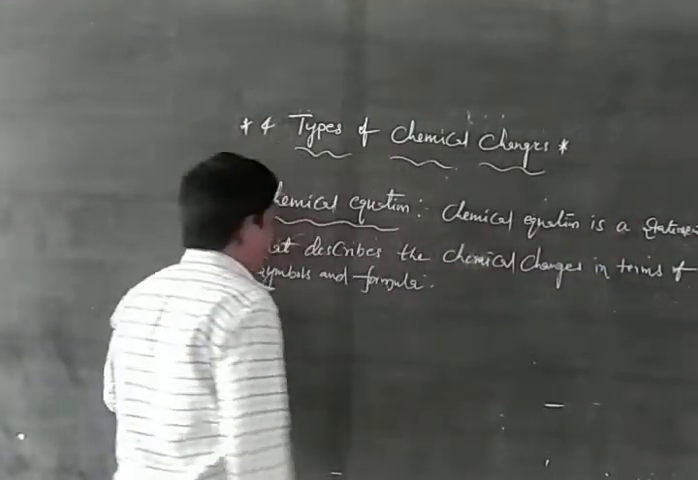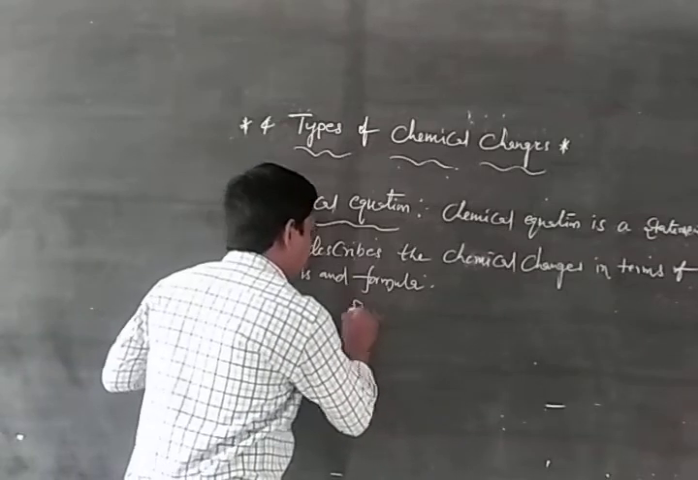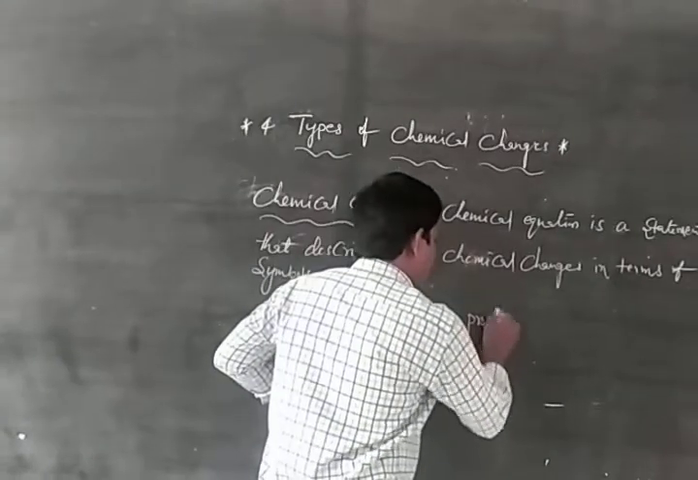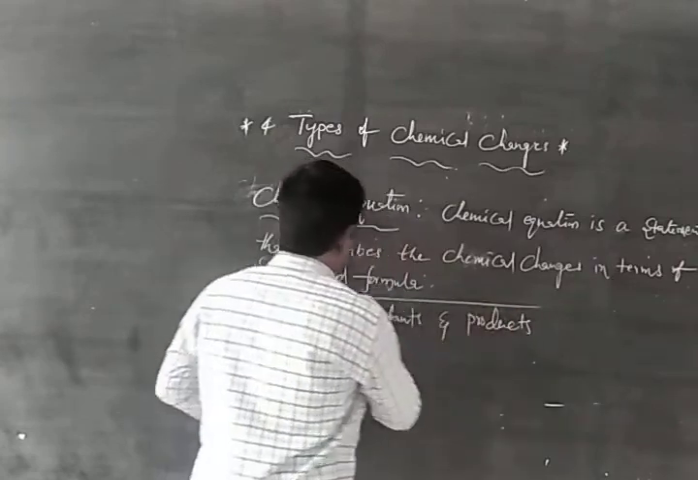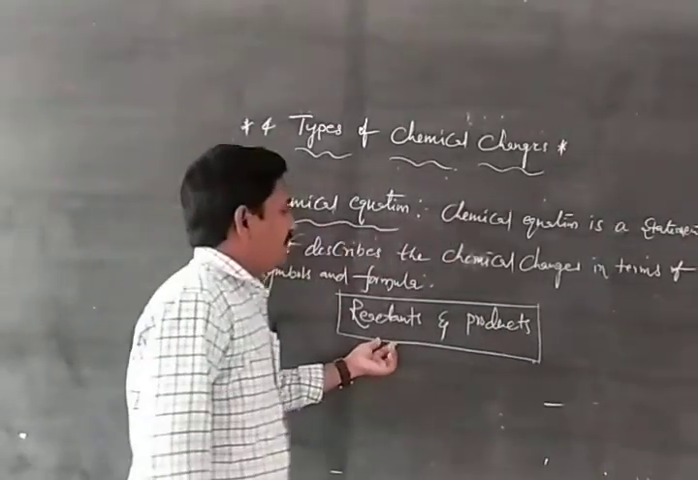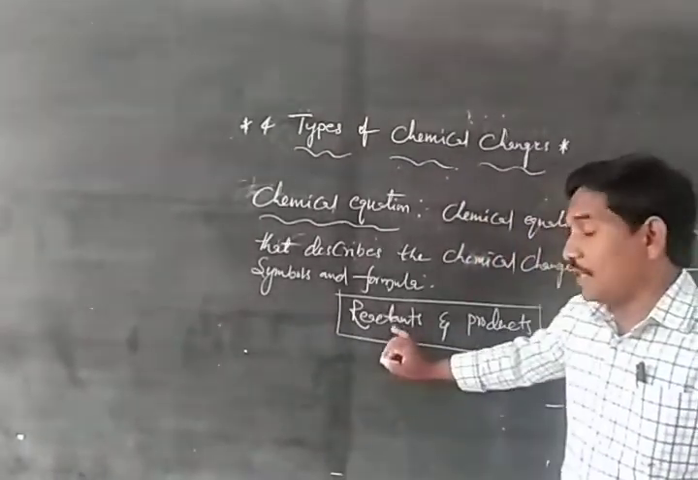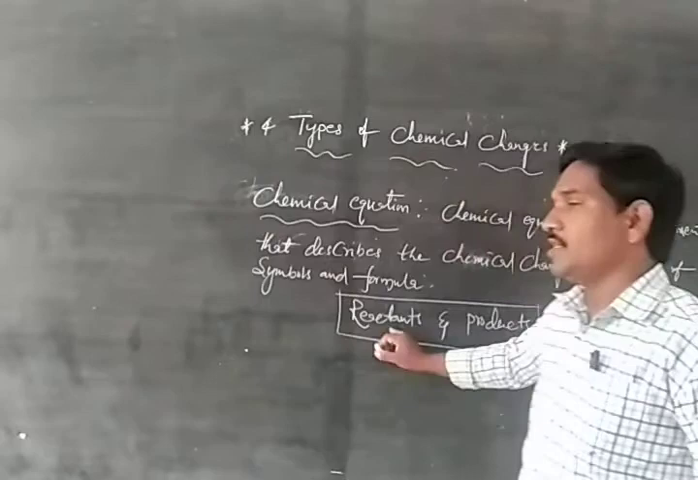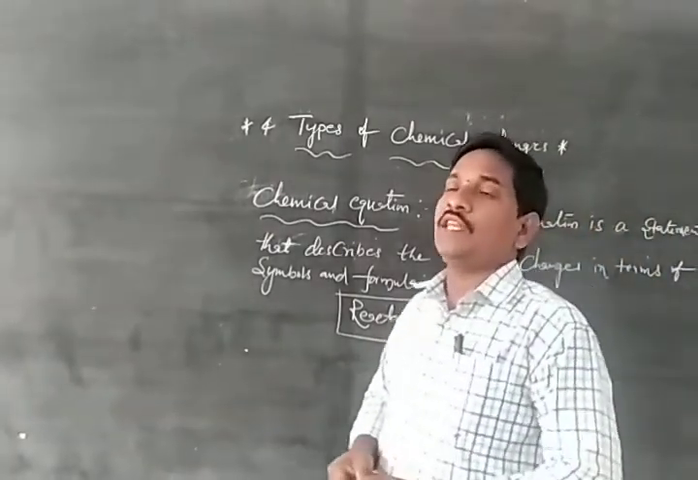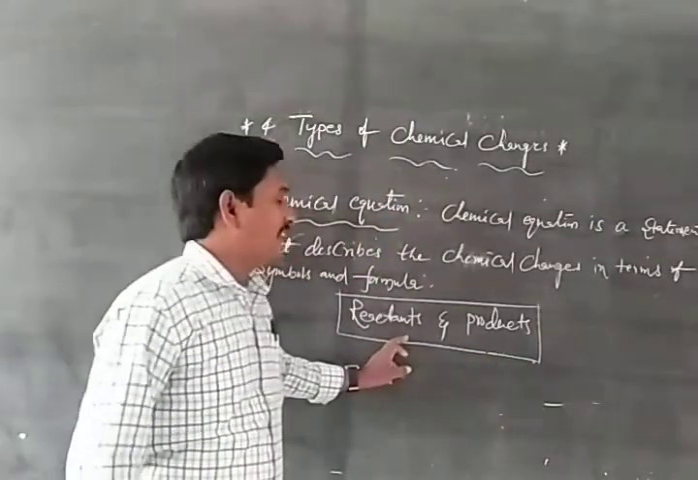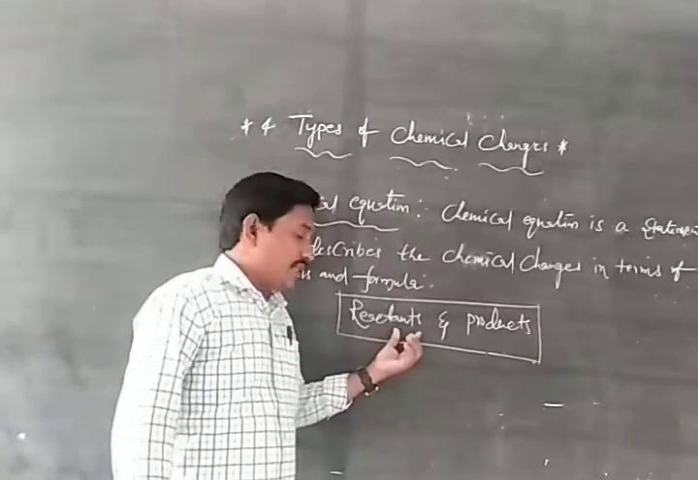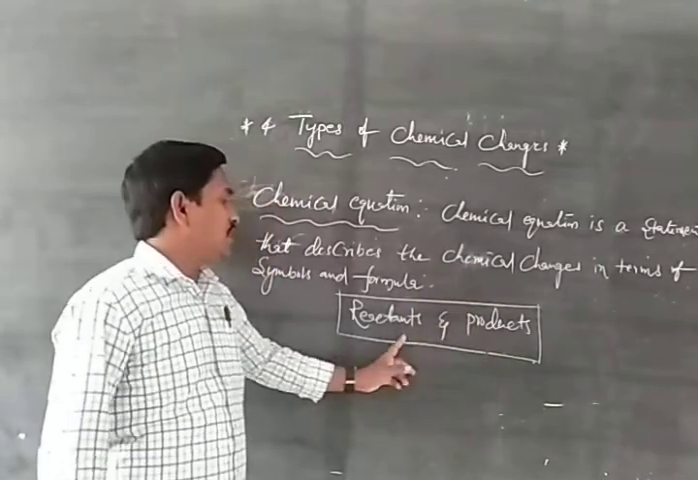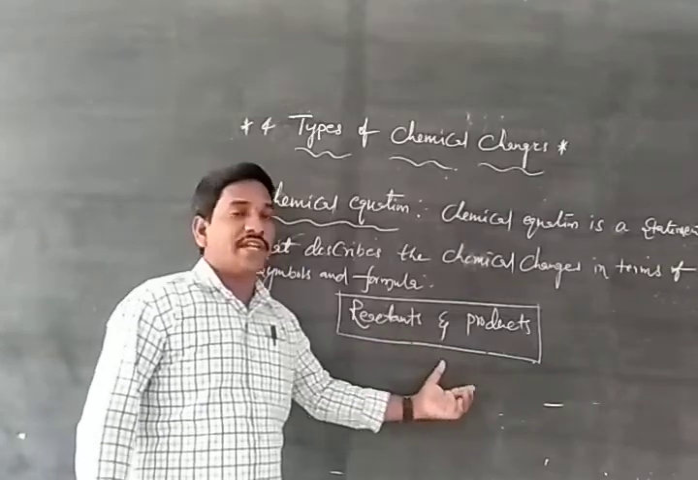In this concept, you should learn two terms, reactants and products. What is meant by reactants? The substances which take part in a chemical reaction are called reactants. The reactants are always written on the left side of the equation.